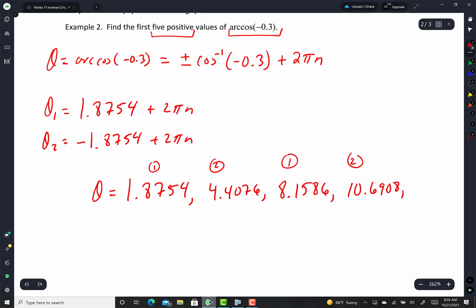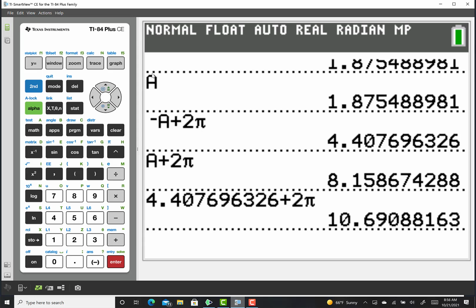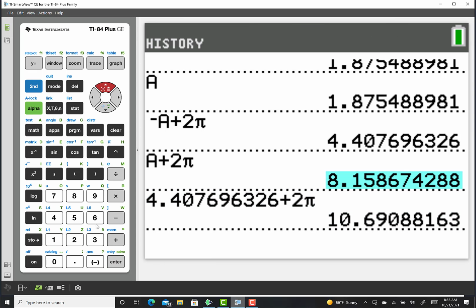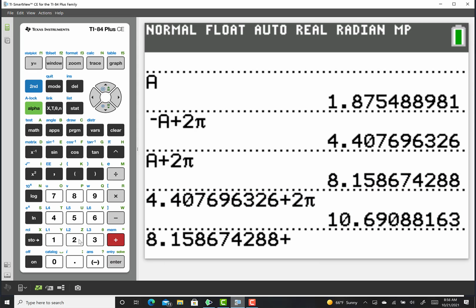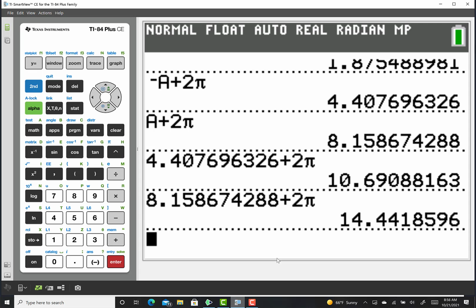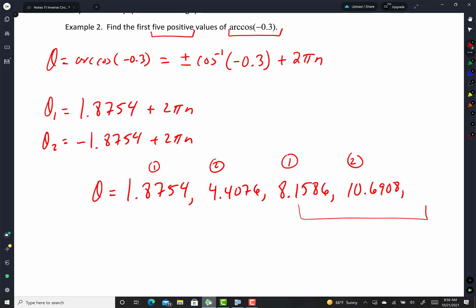10.6908. And then finally, the last one comes from the 8.1586 plus 2 pi. So scroll to the 8.1586 plus 2 pi. And there it is, 14.4418. How do we feel? Okay.